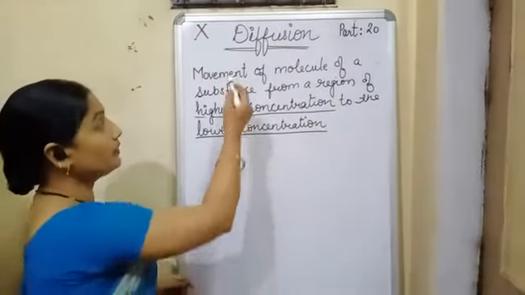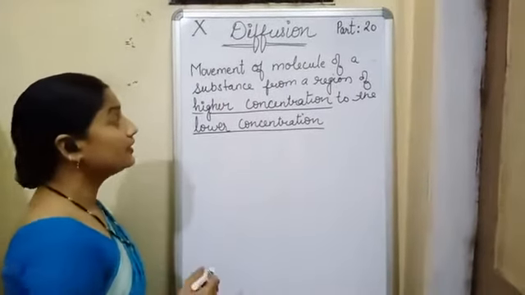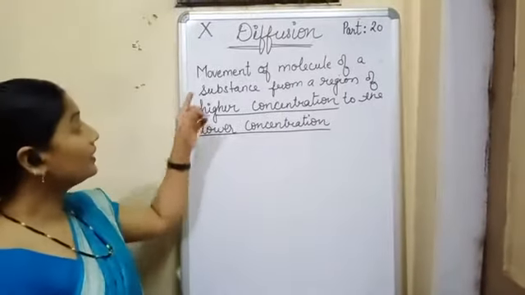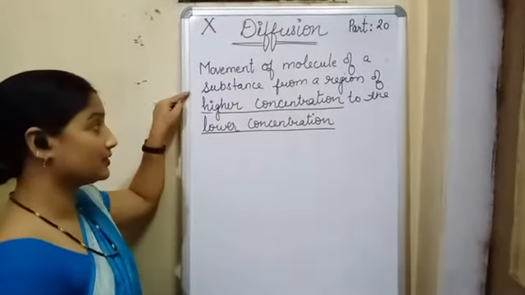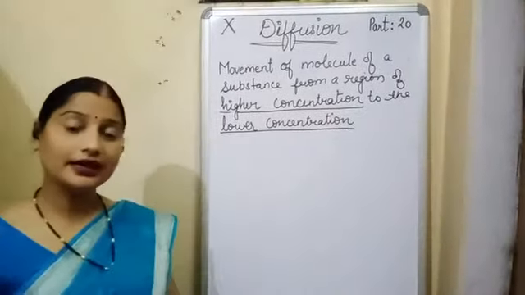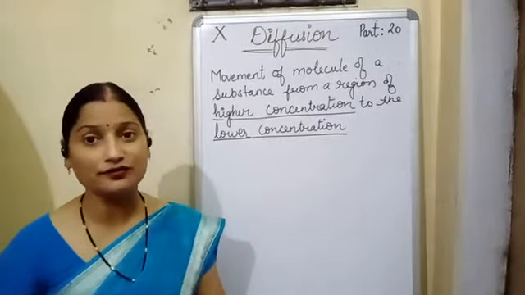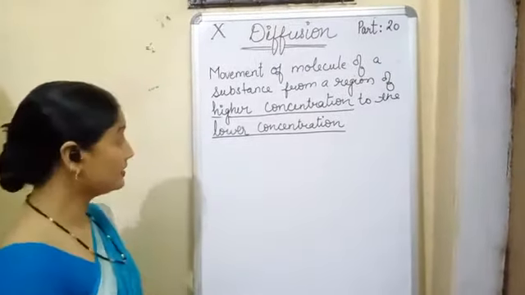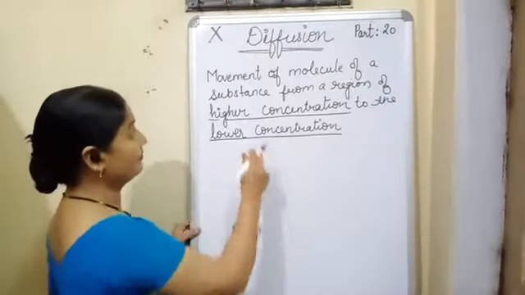Now our next topic is diffusion. The meaning of diffusion is the movement of molecules of a substance from a region of higher concentration to the region of lower concentration. See children, definition once again.